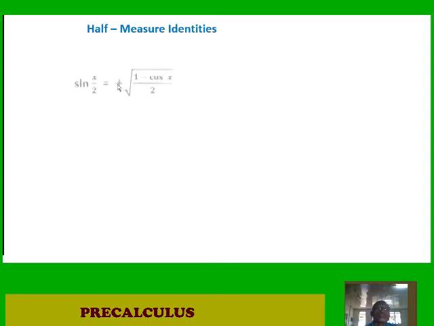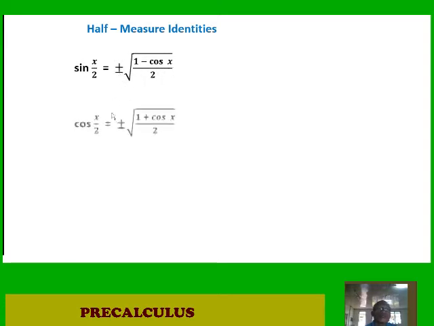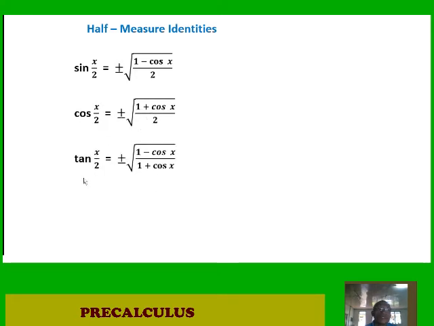Half measure identities, we have sine of x over 2. This is equivalent to plus or minus the square root of 1 minus cosine x over 2. The cosine of x over 2, this is the identity, and so with the tangent of x over 2. For the tangent of x over 2, there are three forms. Now, the second one is sine x over 1 plus cosine x, or it is also equal to 1 minus cosine x over sine x.